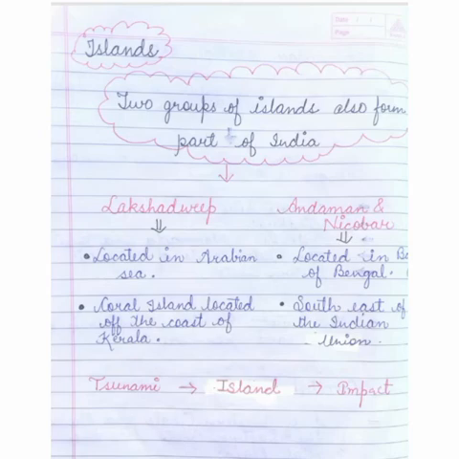These coral islands, that is Lakshadweep, are located in the Arabian Sea, and Andaman and Nicobar is located in the Bay of Bengal. Andaman and Nicobar is located in the southeast of the Indian Union.